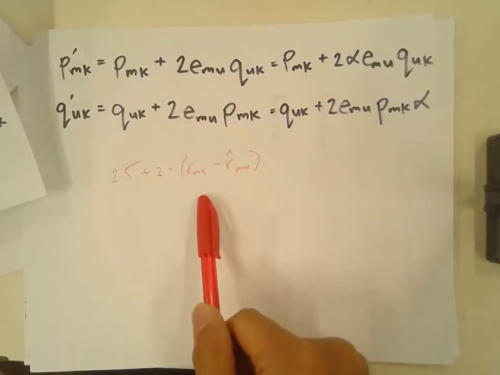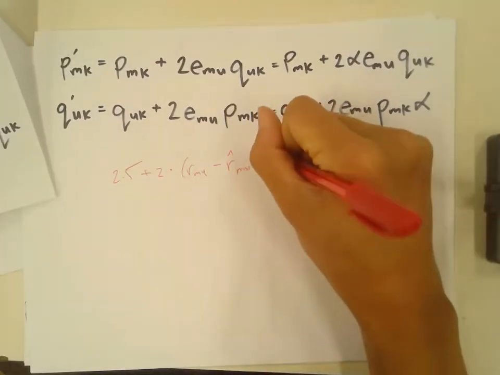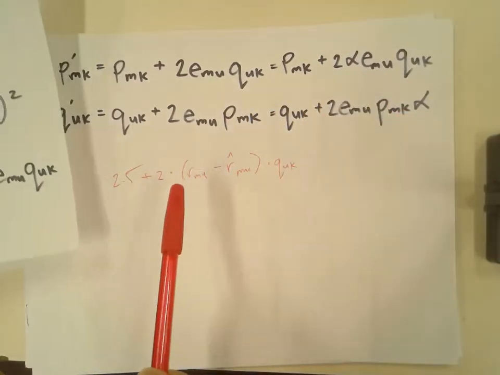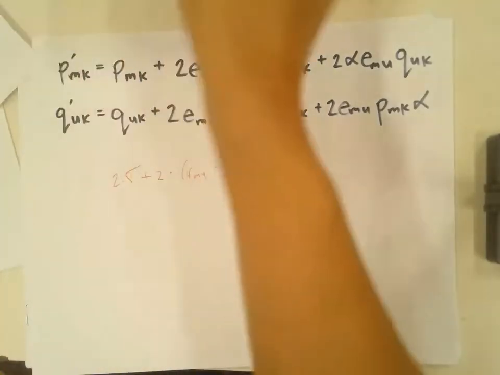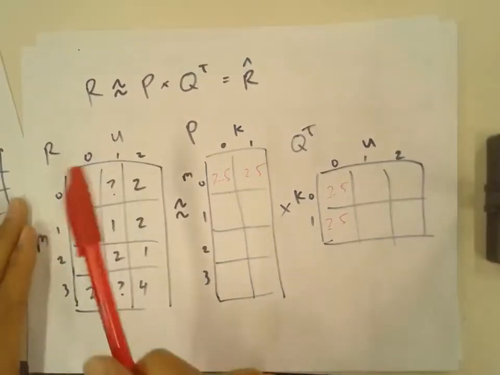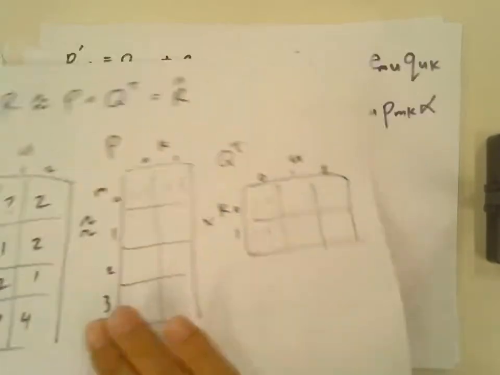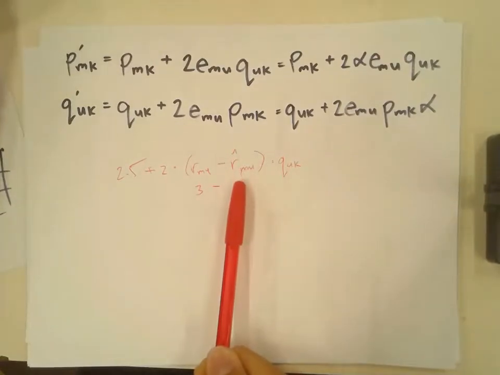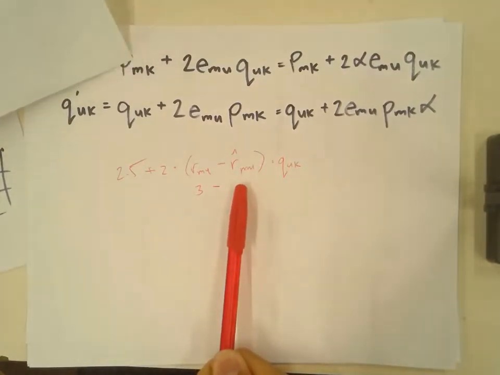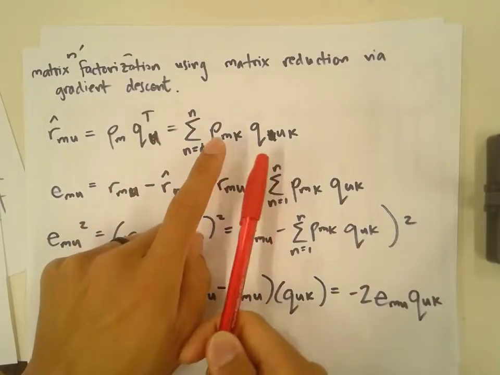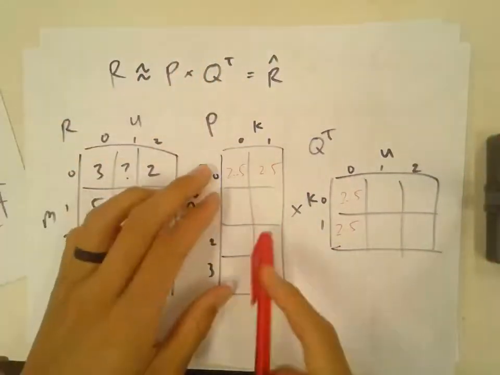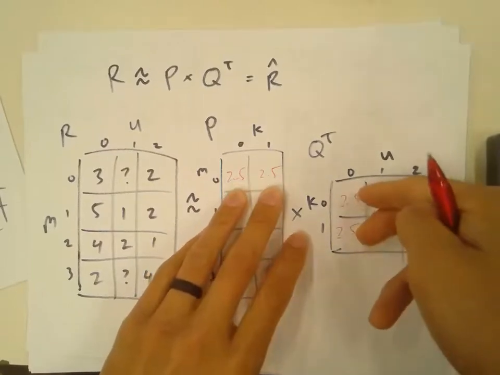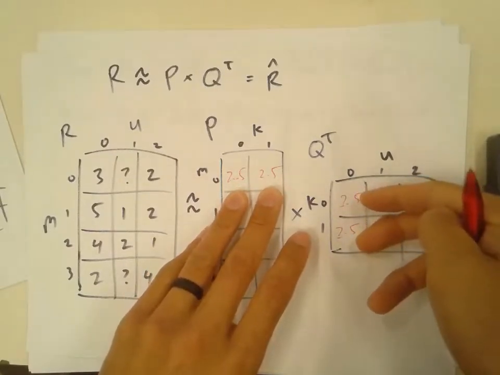All right, so E of mu is equal to this expression, and then we're going to multiply that by Q of uk. And so what is R of mu? Well, R mu is the original value, so we're going to take 3 and subtract R hat of mu. And R hat of mu is the row times column of the two P and Q matrices. So over here, let's say we start out with 2.5 on every one, and so these are the row and column that are relevant to our process here.